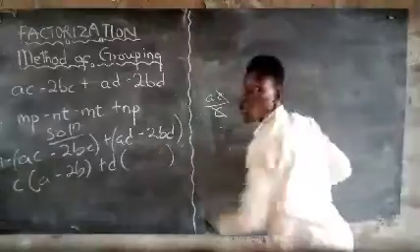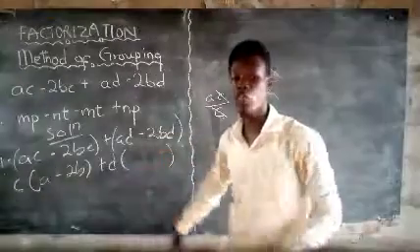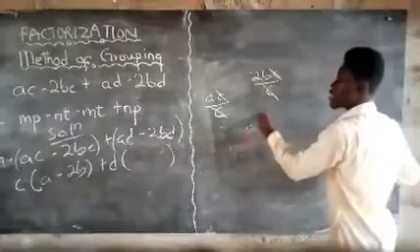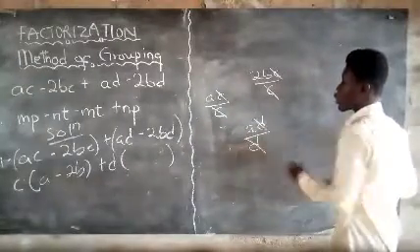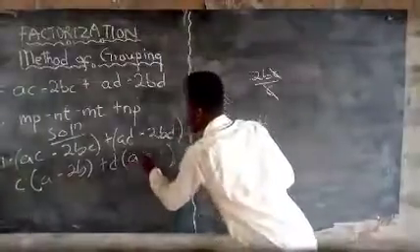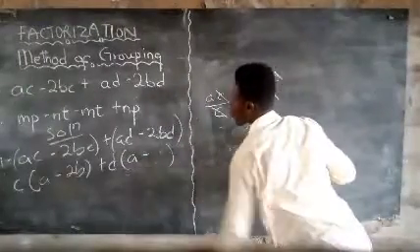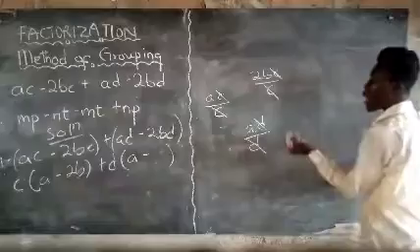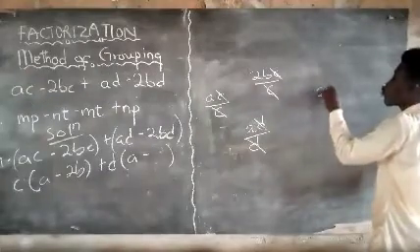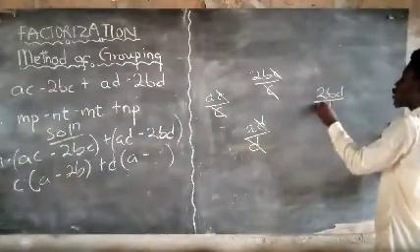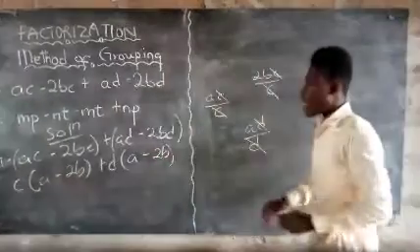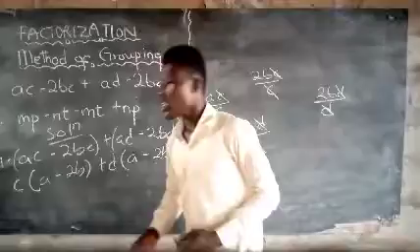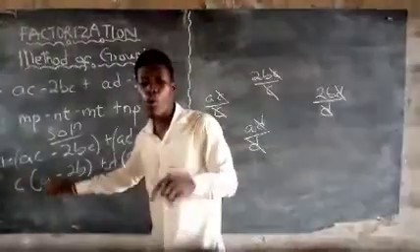Dividing this side also by our common factor D: dividing AD by D, D cancels D, leaving us with A. Then minus, dividing 2BD by our common factor D, D cancels D, leaving us with minus 2B.